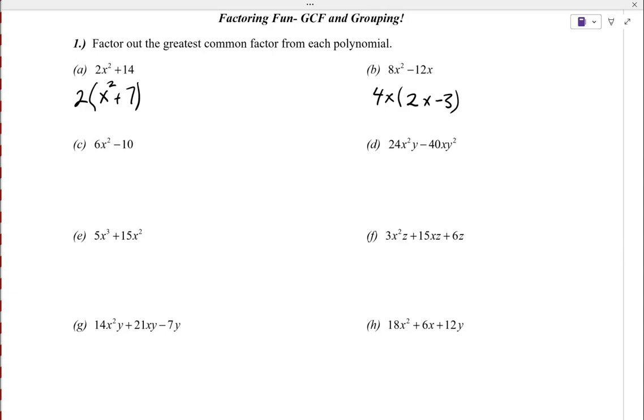Let's look at these two. Let's look at letter C here. I look first at the numbers. What do the 6 and the 10 have in common? A 2. Okay. So we pull out a 2. Is there a variable piece that they both have in common? No. Okay. So the only thing we can pull out is a 2. What does that leave us with?